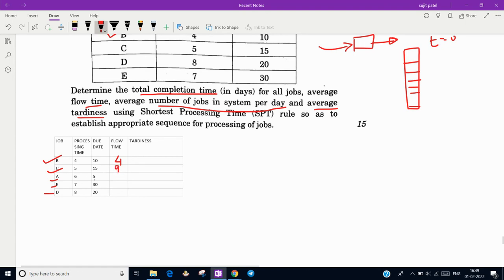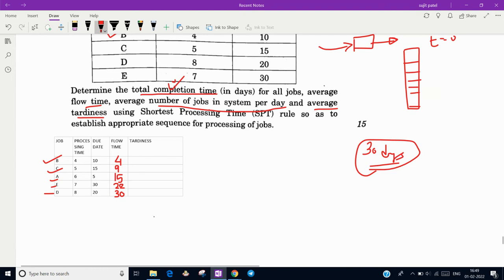Then for A similarly 9 plus 6, that is 15, and for E 15 plus 7, that is 22, and 22 plus 8, that means 30. So the total completion time is 30 days. So first, the total completion time we have found out.